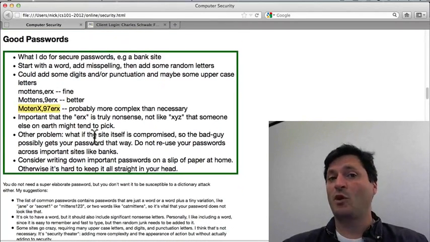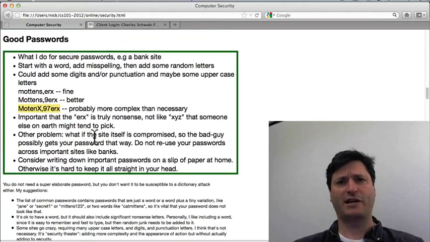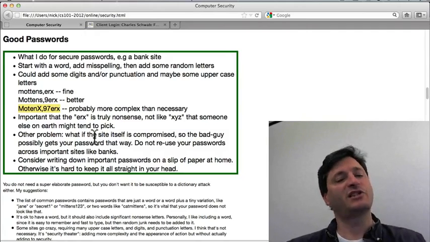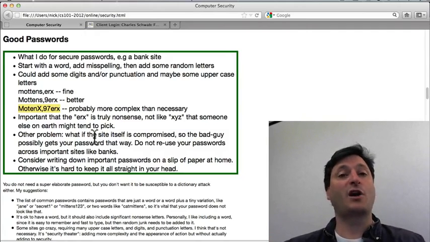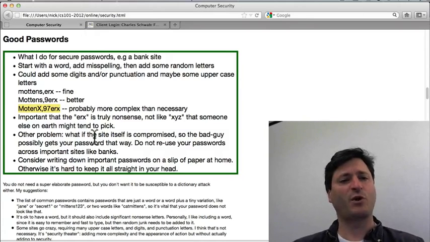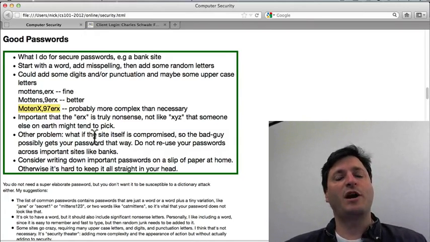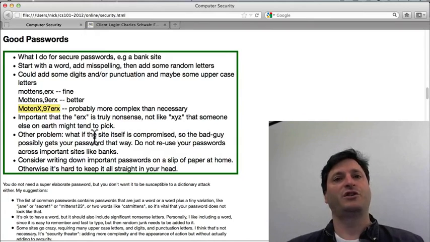There's another problem, which is that instead of the bad guy guessing the password, it might be that the bad guy breaks in. I'm going to use schwab.com as my example a lot of times. So what if they break into schwab.com and get all the passwords from inside of there? There are some technical details about how that might work. It is important, for that reason, that you do not reuse important passwords.